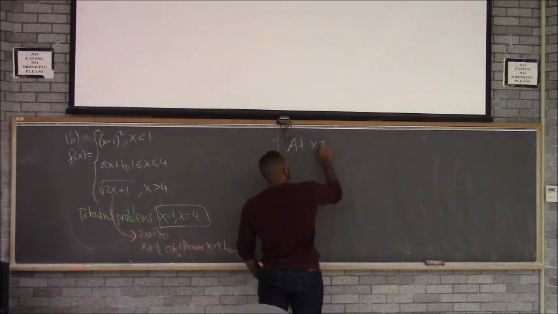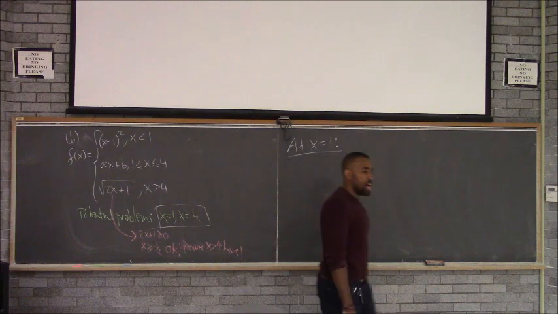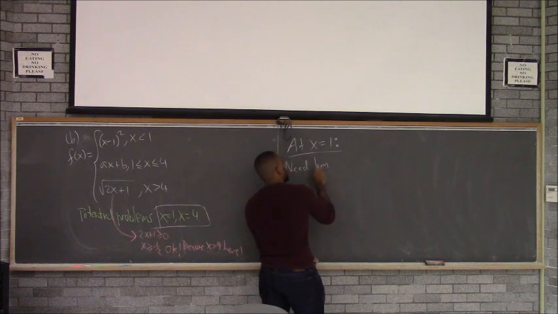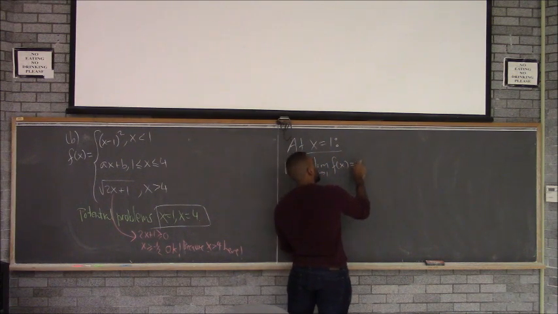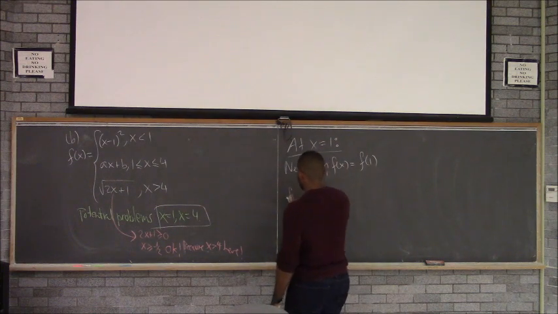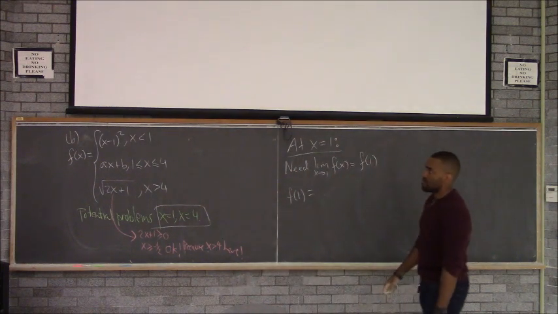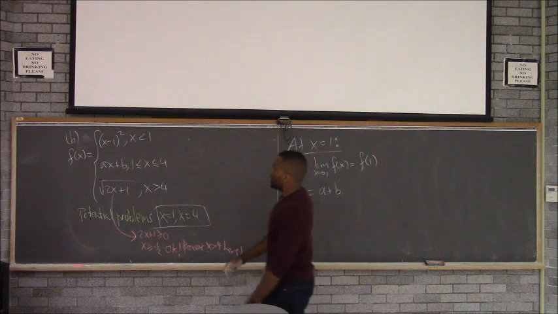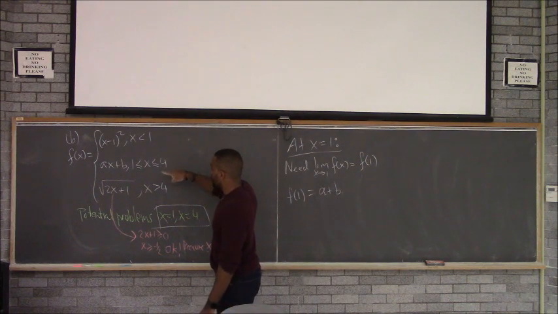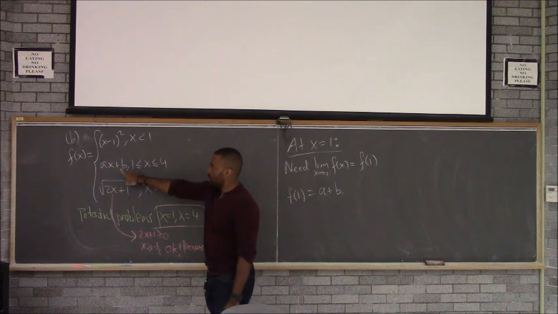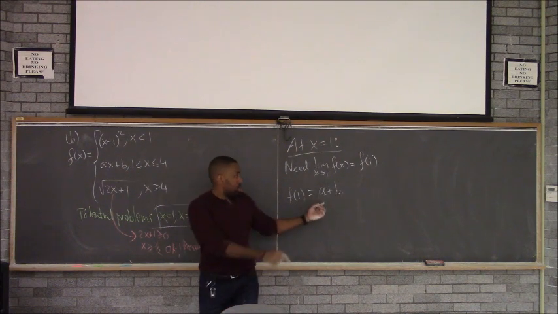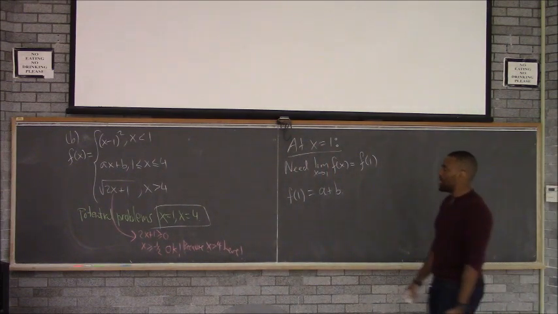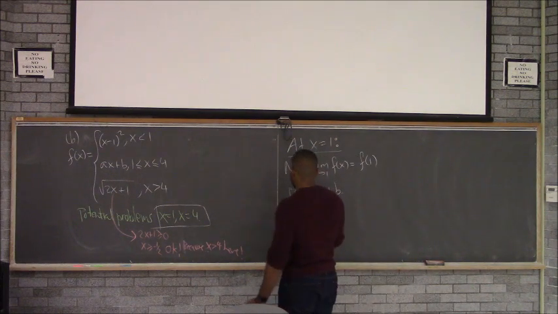At x equals 1. Okay, what do we want to do at x equals 1? Right, we need the limit as x approaches 1 of the function to be f of 1. Now, f of 1, do we know what that is? That's a plus b, right? So I find where is x equals 1? Here, right? That's the definition. At 1, plug in 1, I get a plus b. So that is the value of the function. So I need to make sure that the limit equals a plus b, whatever that is. So that's the first thing I'm going to check.